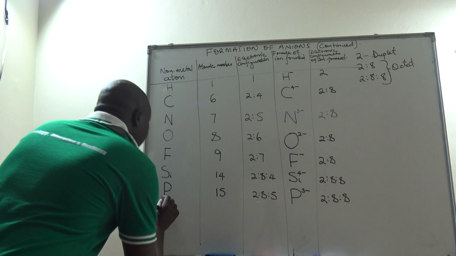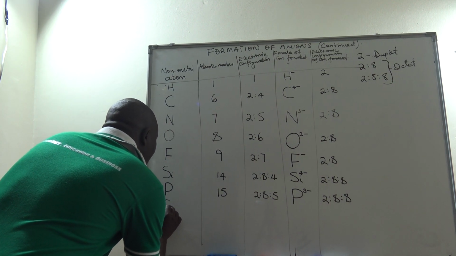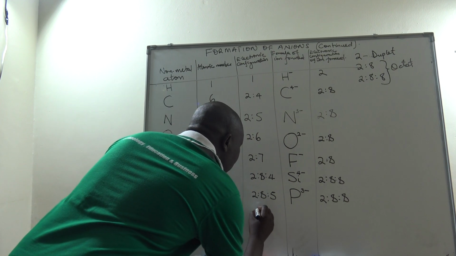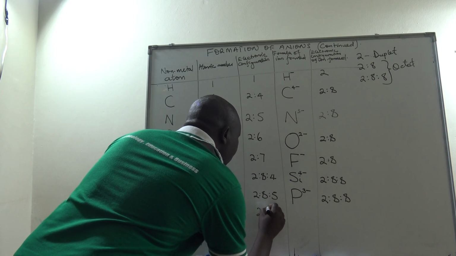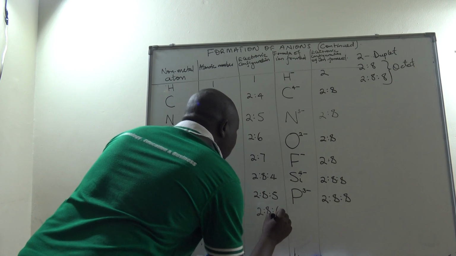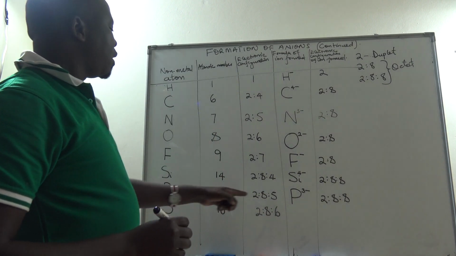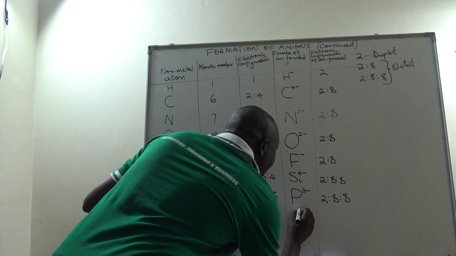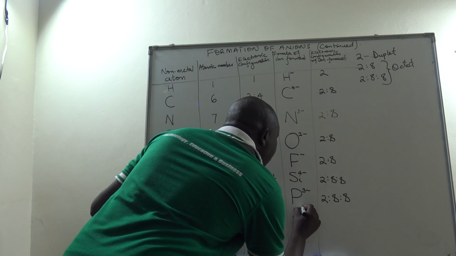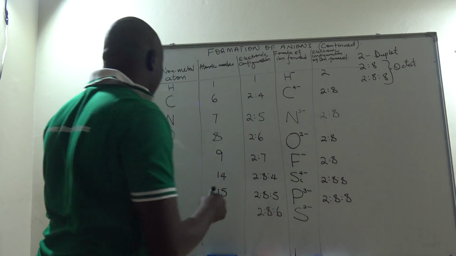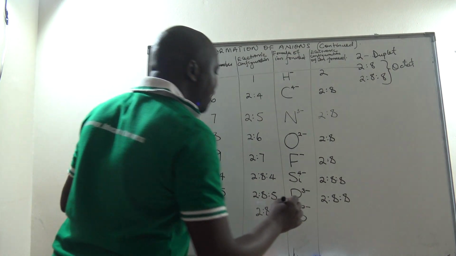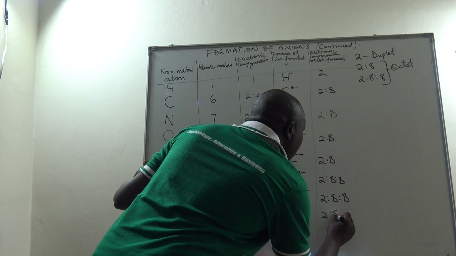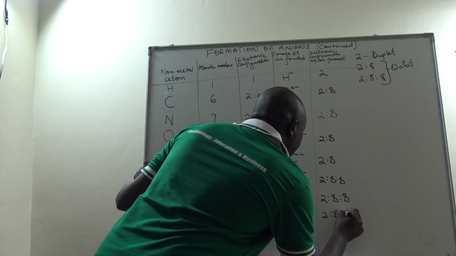That is for phosphorus. Next is sulfur, atomic number 16, with a configuration of 2, 8, 6. So the sulfur atom requires only 2 electrons to fill its outermost shell. So the sulfide ion formed will be having 2 negative charges equal to the valency of sulfur, which is 2. And the resultant electronic configuration of the ion formed will be also 2, 8, 8.